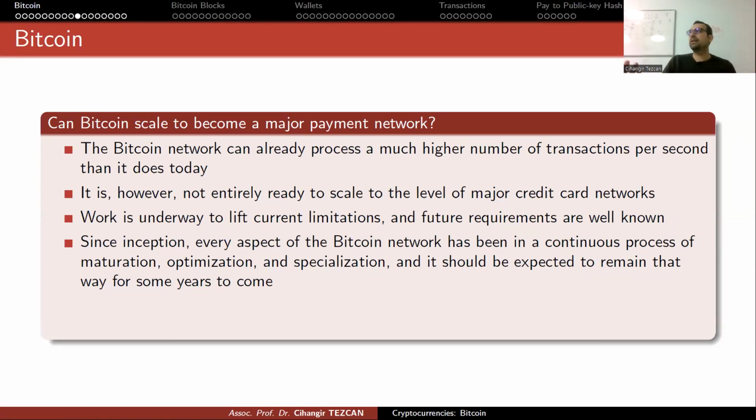Think about getting a pizza or getting a beer at the bar. You have to wait for 10 minutes to be sure that it is written in the blockchain, right? You cannot just pay and leave. So this is why it cannot be used for that kind of transaction.